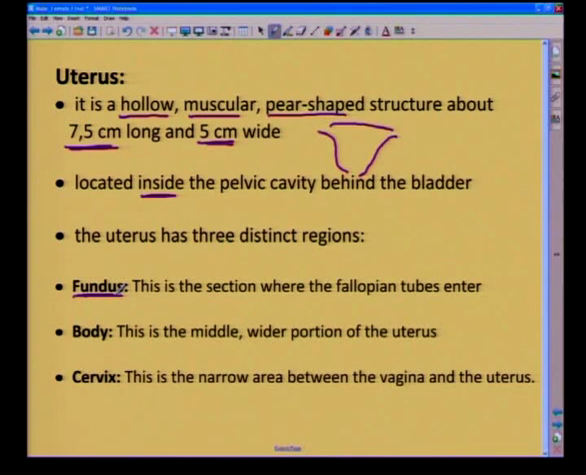It's the section here. That's your fundus area there. Then you have the body, which is your middle section, and then you have the cervix, which is at the end. So the uterus: the fundus, near the fallopian tubes, the body, which is the middle wider portion, and then the cervix. This is a very narrow area, and it's the opening between the vagina and the uterus. And we've got to make sure that that is protected.